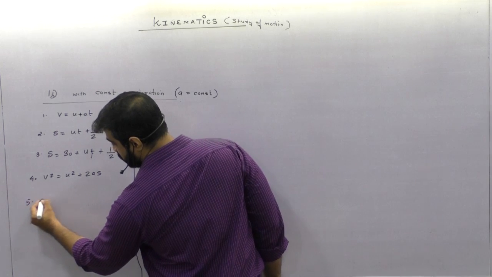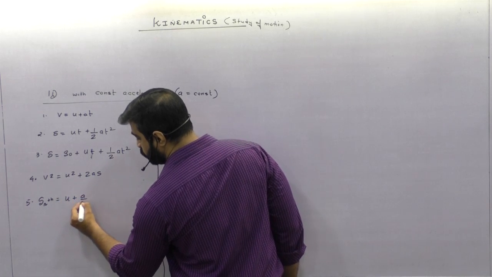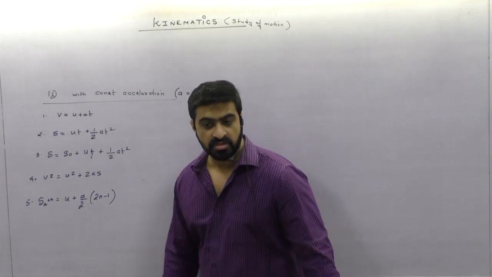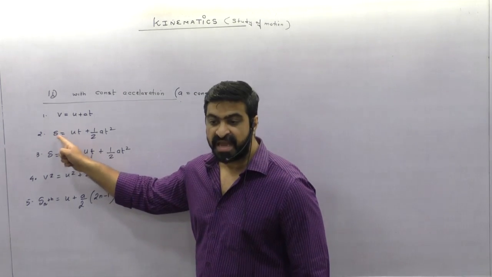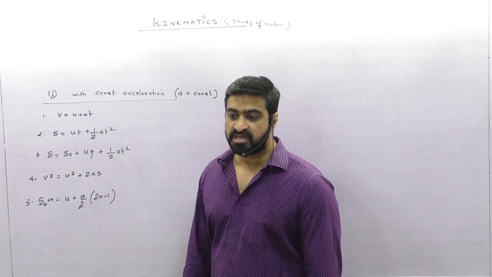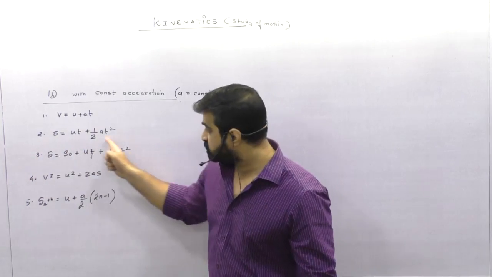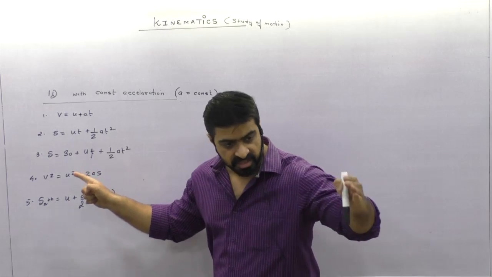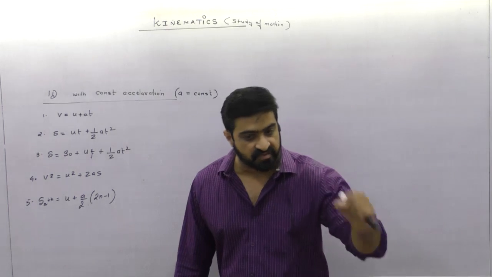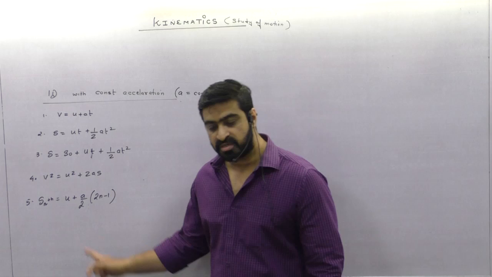Fifth, the distance covered in the nth second will be U plus A by 2, 2n minus 1. What is this, sir? This is the distance covered in n seconds and this is the distance covered in the nth second. Like, I need the distance covered in total 8 seconds. Total 8 means 1 plus 2 plus 3 total. And if I need the distance covered in the 8th second, what does 8th second mean? From 7th second to 8th second. Then I'll use this formula, U plus A by 2, 2n minus 1.